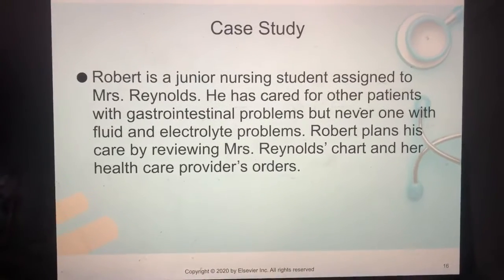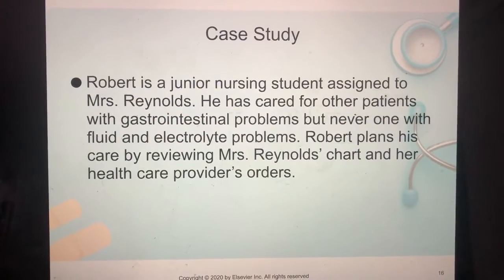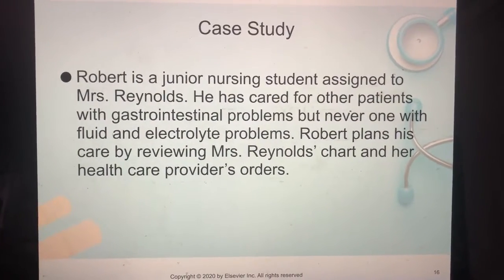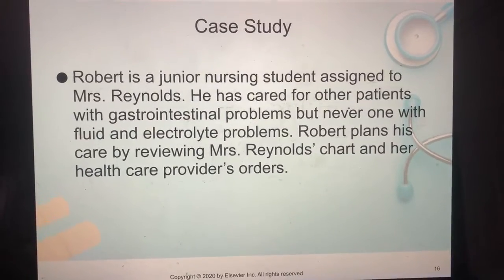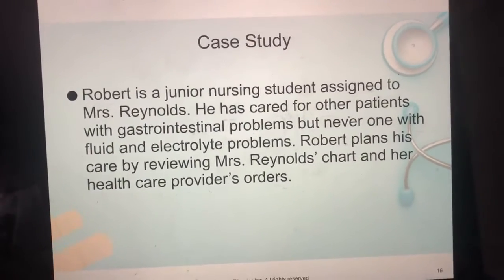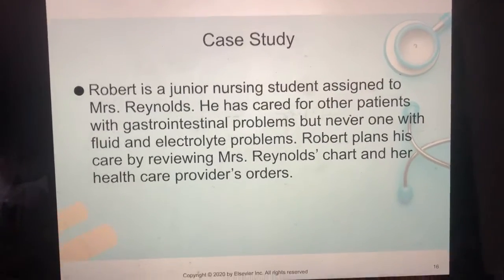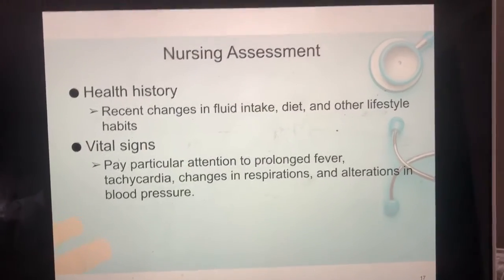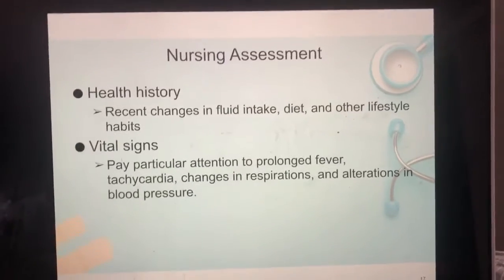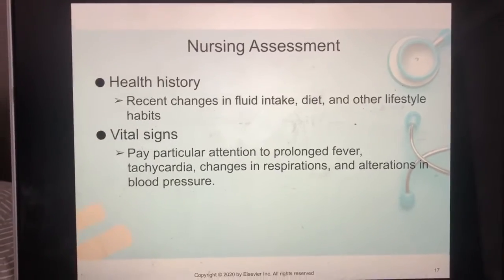So another case study: Robert is a junior nursing student assigned to Mrs. Reynolds. He has cared for other patients with GI problems, but never one with fluid and electrolyte problems. Robert plans his care by reviewing Mrs. Reynolds' chart and her healthcare provider's orders. So we'll slowly inch into that case study as we go through the PowerPoints.